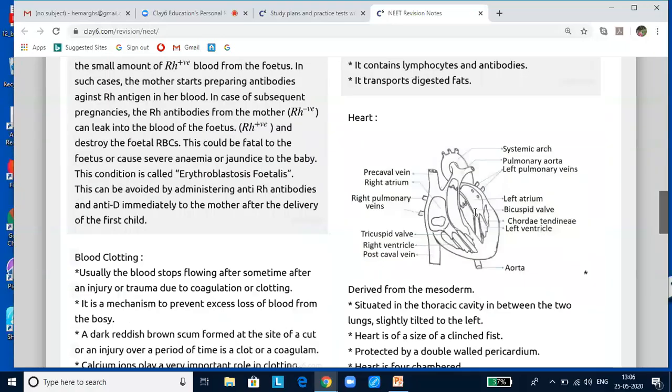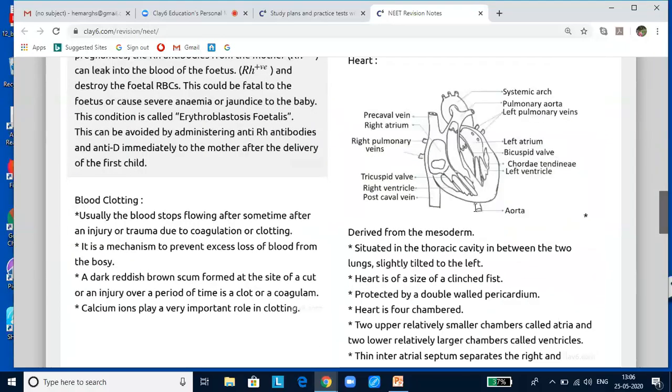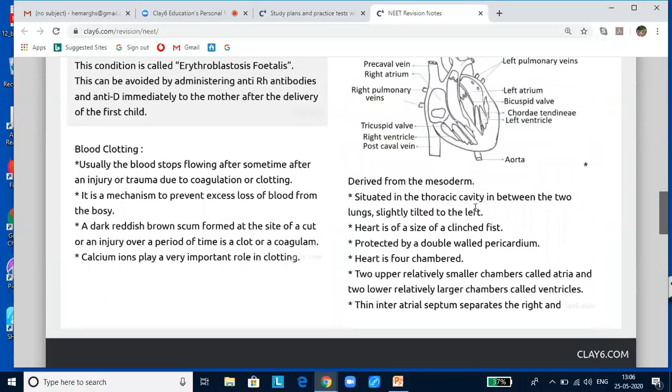Now let us look into the circulatory system. In higher multicellular organisms, there is no direct supply of useful materials and removal of waste from the body cells. So they need a transport system, and this is called the circulatory system. Circulatory systems are generally of two types, open and closed.